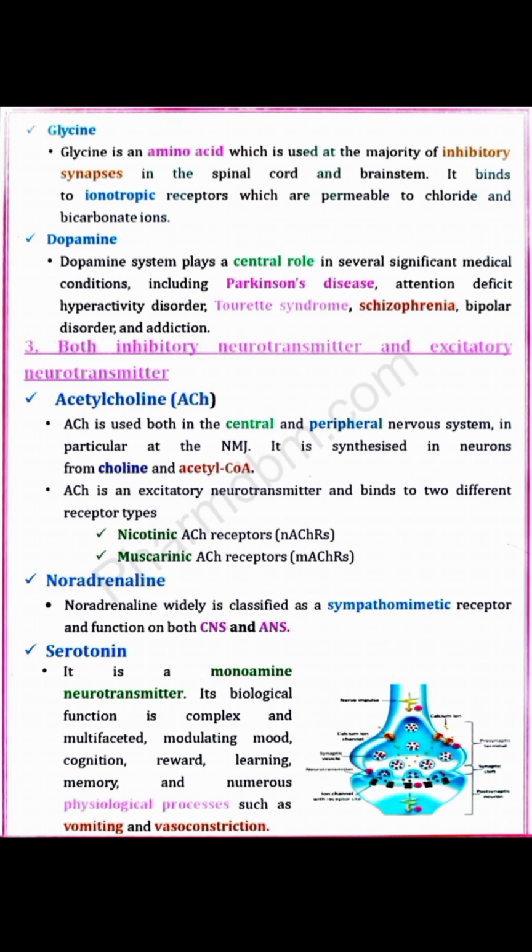Noradrenaline is widely classified as a sympathomimetic and functions in both the CNS and ANS. Next, serotonin. It is a monoamine transmitter. Its biological function is complex and multifaceted, modulating mood, cognition, reward, learning, memory, and numerous psychological processes such as vomiting and vasoconstriction.